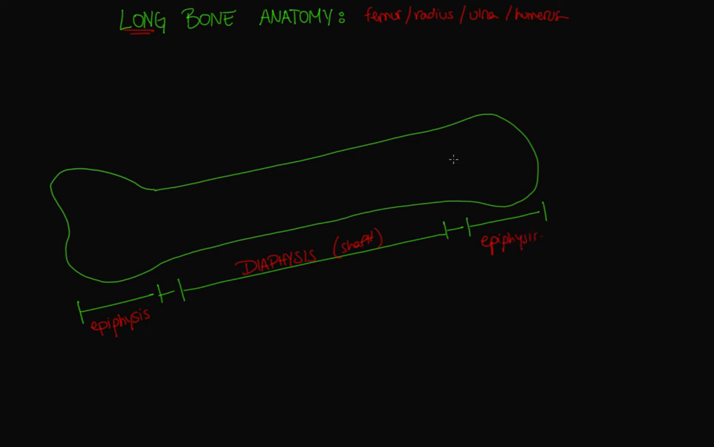Depending on which side of the long bone is closer to your midline, the epiphysis that is closer to the midline we call the proximal epiphysis. And the other end would be the distal epiphysis. Finally, we have a small region in between the shaft and the end, the diaphysis and the epiphysis, and we call this region the metaphysis.